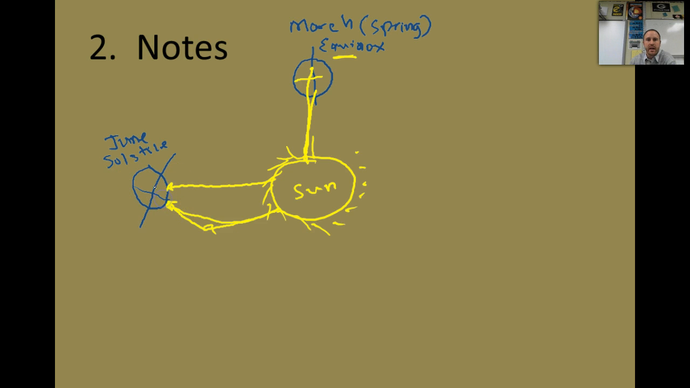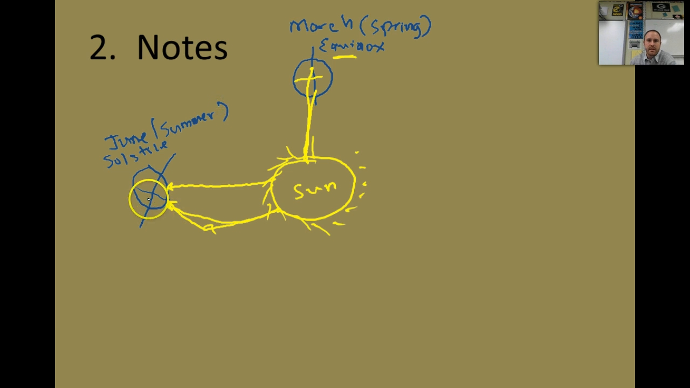And so the equator still is getting a fair amount of it, but now the northern hemisphere is getting more sunlight, more direct sunlight than the southern hemisphere. And so we see warmer temperatures, which is what causes our summer. This was spring, now we have summer.